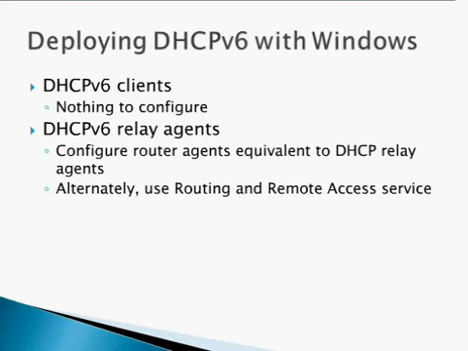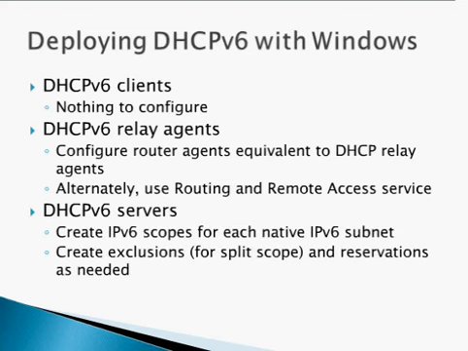On which interfaces on the router am I listening for DHCPv6 traffic and acting as a relay? And number two, where do I relay those messages to, the DHCPv6 servers? You can use the Routing and Remote Access service in Windows Server 2008 and later to add a relay agent to a network. But very typically, you're going to use your existing portfolio.